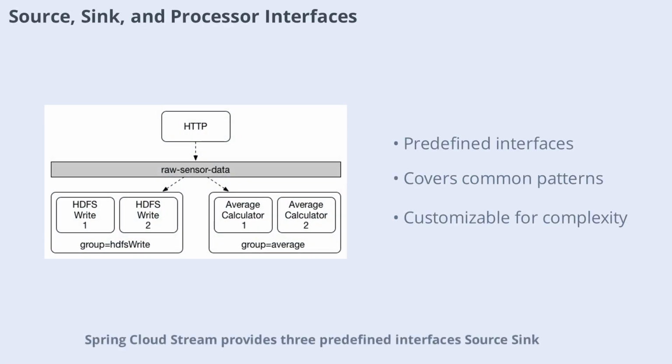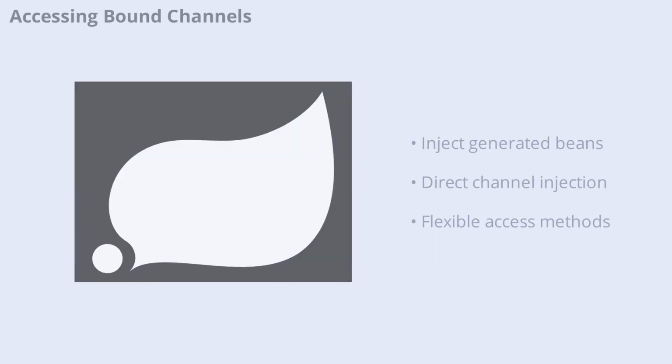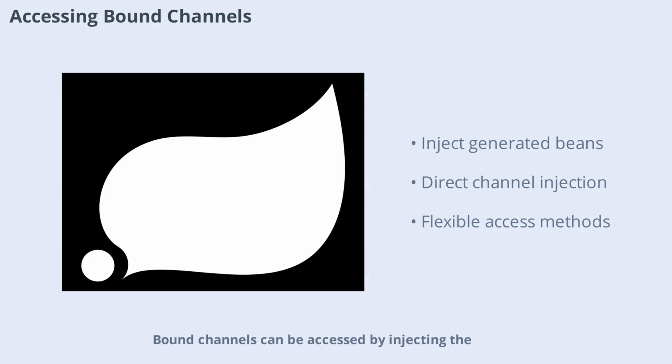Spring Cloud Stream provides three predefined interfaces: Source, Sink, and Processor. The Source interface is for applications with a single outbound channel, Sink for a single inbound channel, and Processor for both. These interfaces cover the most common messaging patterns and can be extended or customized as needed for more complex scenarios. Bound channels can be accessed by injecting the generated beans or directly injecting the channels themselves.